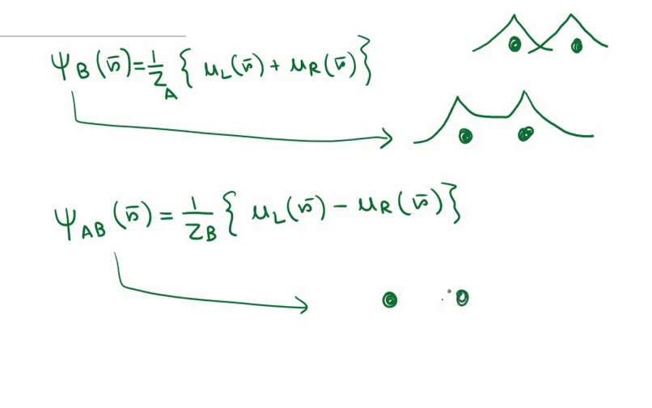So this rises, and then it becomes 0 somewhere here, then it becomes negative, and then it decays.